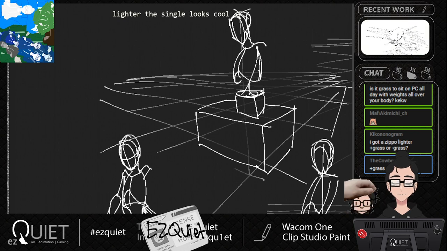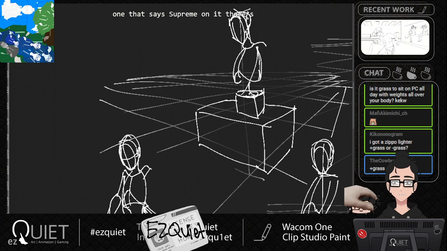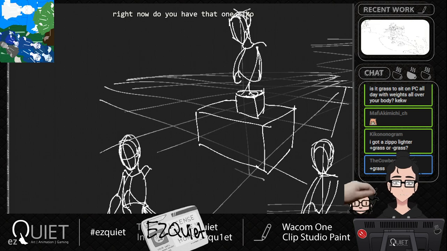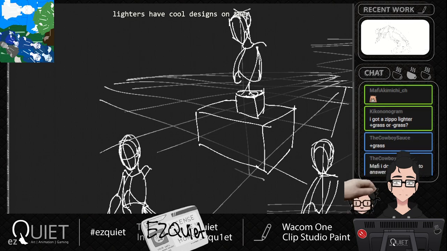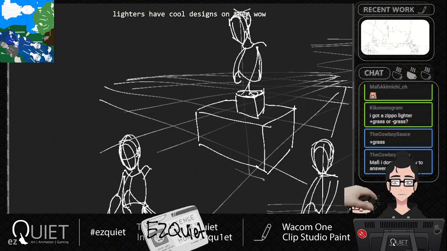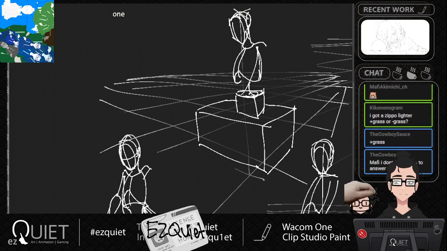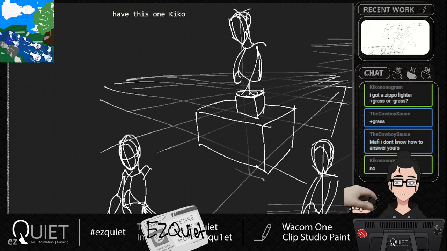Yo, this thing looks cool. Do you have the one that says Supreme on it? There's a Supreme logo Zippo lighter that I'm looking at right now. Do you have that one, Kiko? Does it have a crazy design on it? Some of these lighters have cool designs on them. There's one that looks like a Game Boy, guys. This is a funny Zippo lighter. I hope you have this one, Kiko. No. Oh, Sauce is saying plus grass? The Zippo lighter is a plus grass.